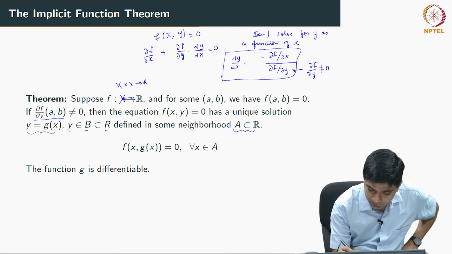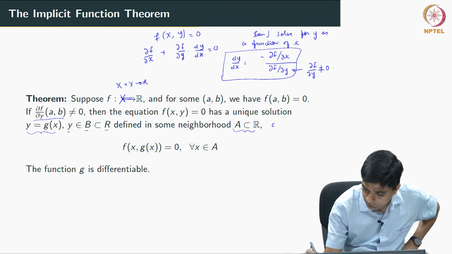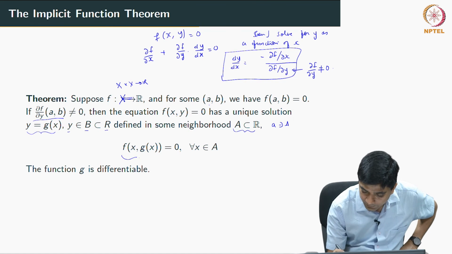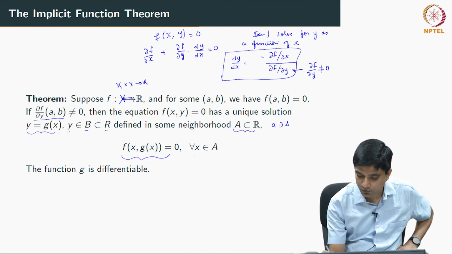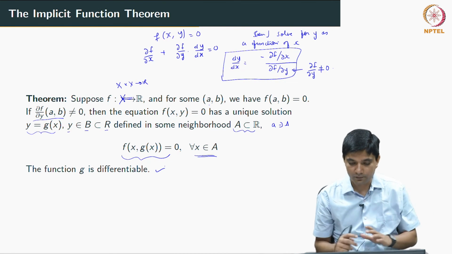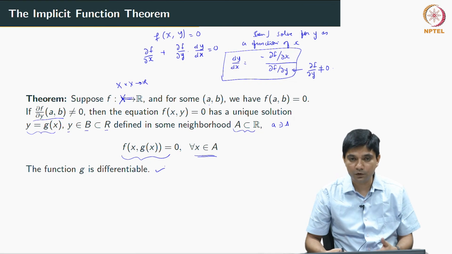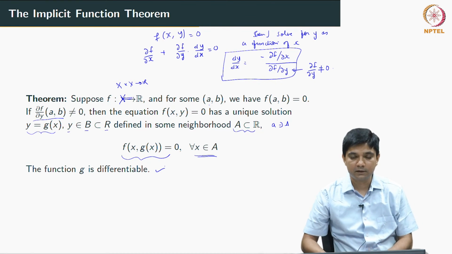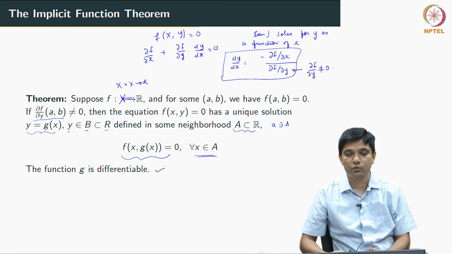And this a belongs to A as I explained previously. Then I can write that f of x comma g of x equal to 0 for all x belonging to A, and not only that, we find that the function g is differentiable. I will not really do the proof of this, that is not really important, but we will try to understand how to apply this particular proof to get to our results.